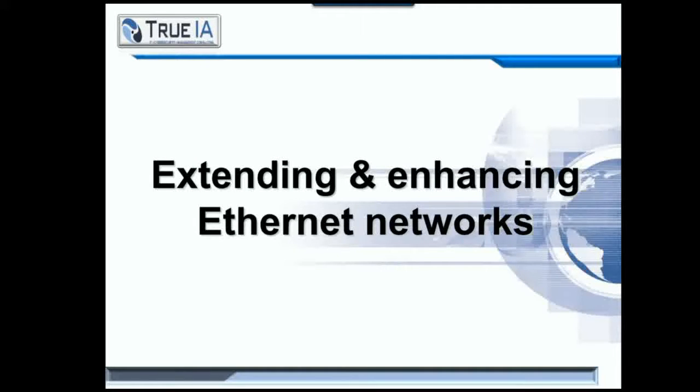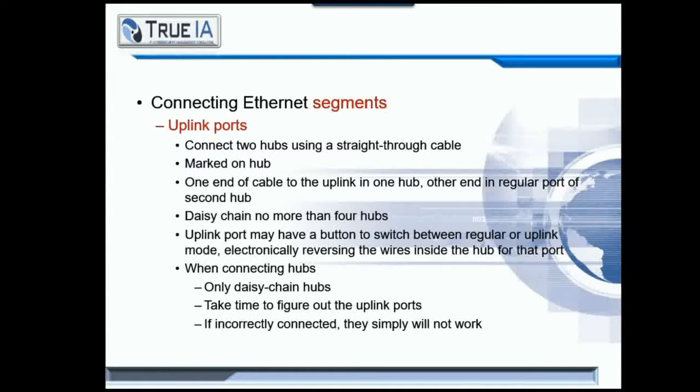Now let's take a look at extending and enhancing Ethernet networks. Modern networks need a way to connect individual segments. To do this, you will use what's called the Uplink Port. The Uplink Port connects two hubs using a straight-through cable. And to make sure you don't get it confused, there will be a port on the hub identified as the Uplink Port.